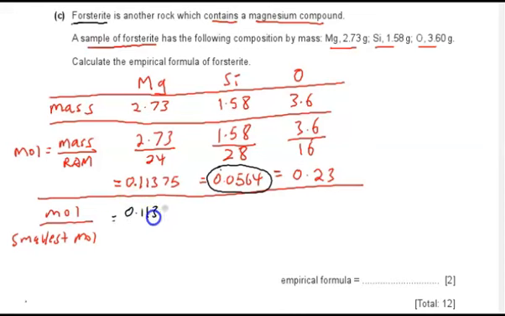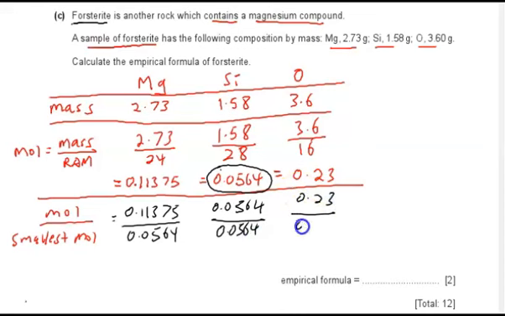So 0.11375 divided with this 0.0564. So okay, 0.0564 divided with the same. Okay, now here 0.23 divided with 0.0564. Okay, now let us get the value here.